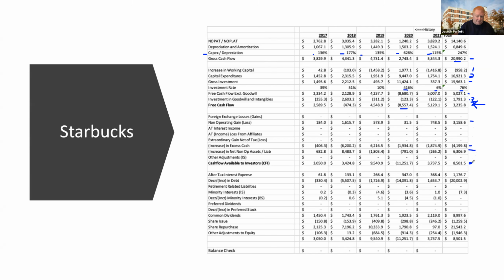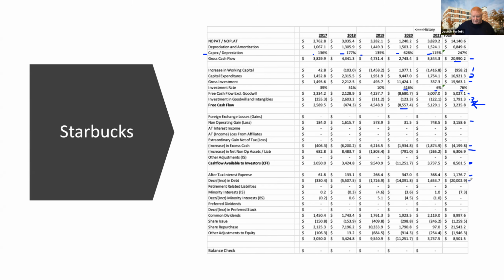Now we go to the funds flow part of the CFI. What did they do with the $8.5 billion? How did they give it to the debt and equity holders? For the debt holders, they paid $1.176 billion worth of interest expense. Negative 20,000.2 means they borrowed $20 billion worth of new debt. This has been a recurring exam question on the final exam and every now and then on the midterm exam.